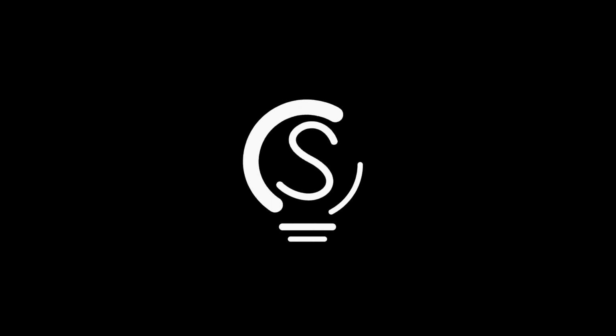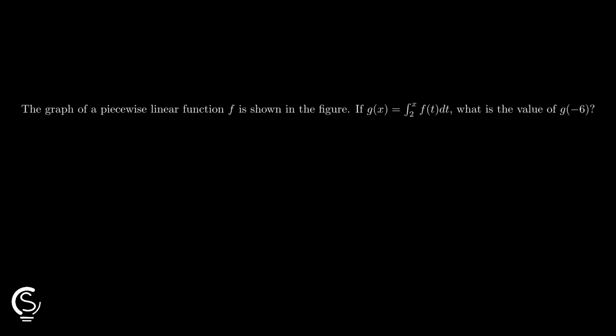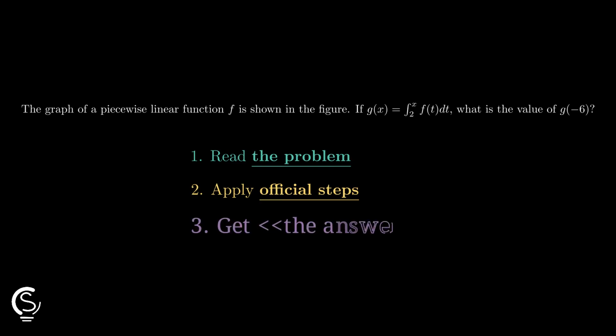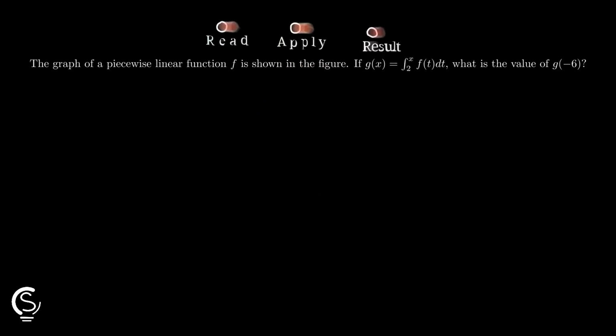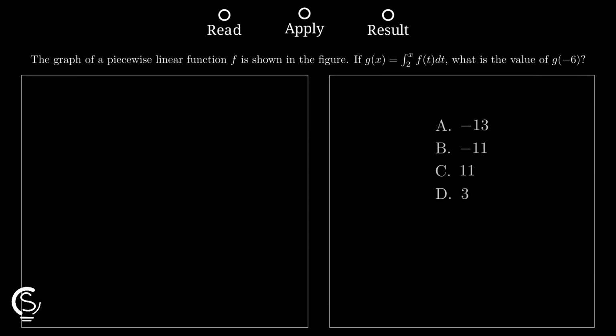Let's level up. Finding this integral is simple if you follow these steps. Let's solve for g of -6 right now. First, we need to set up our integral from 2 to -6. Since the upper limit is smaller than the lower limit, we must flip them and change the sign.